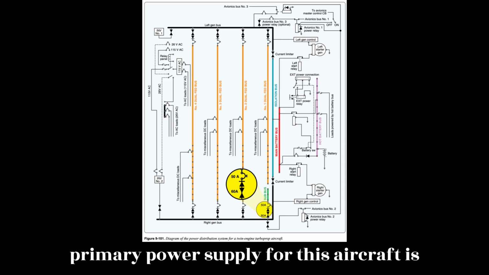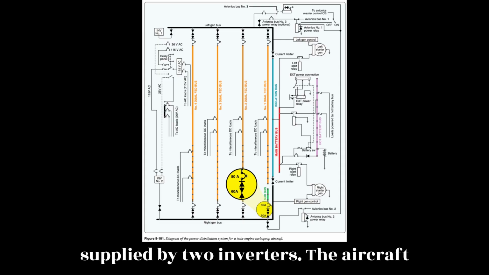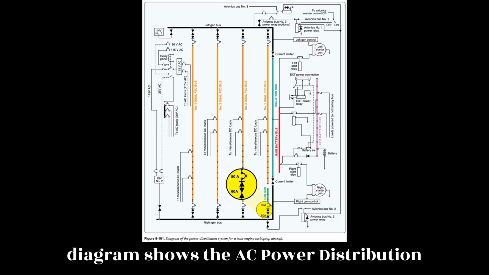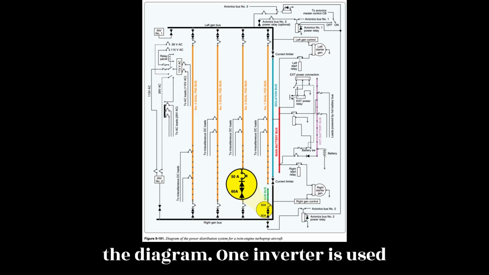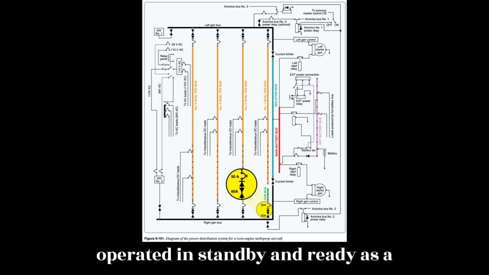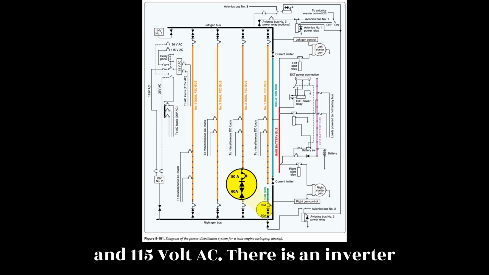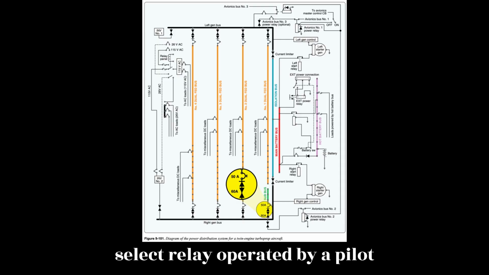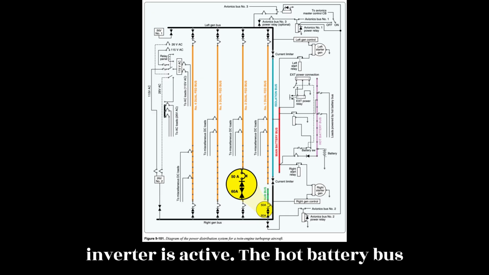The primary power supply for this aircraft is DC, although small amounts of AC are supplied by two inverters. The aircraft diagram shows the AC power distribution at the top and mid-left side of the diagram. One inverter is used for main AC power and the second is operated in standby and ready as a backup. Both inverters produce 26-volt AC and 115-volt AC. There is an inverter select relay operated by a pilot-controlled switch used to choose which inverter is active.